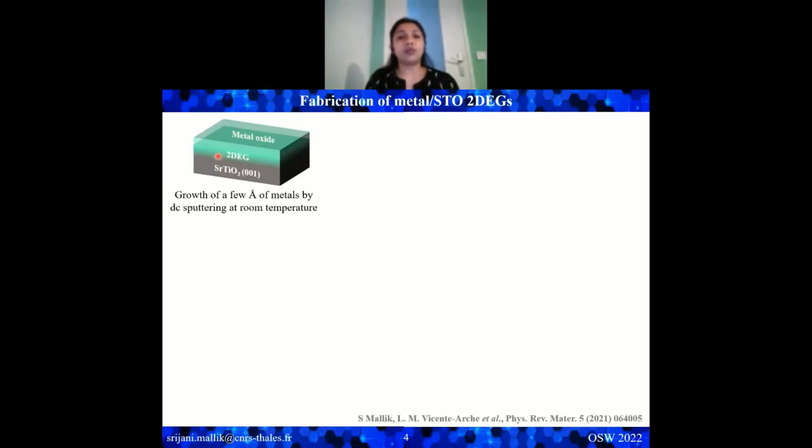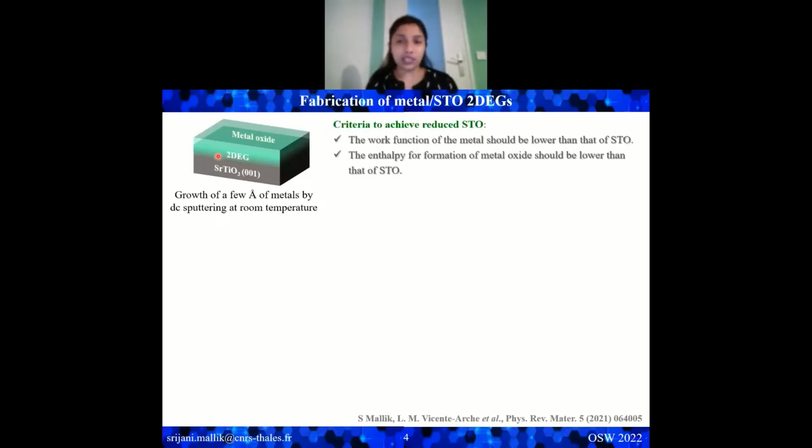We cannot use any metal, to be honest. The criteria to achieve the reduced STO is that the work function of the metal has to be lower than that of STO, and the enthalpy of formation of the metal oxide also has to be lower than that of STO. In this case, we use tantalum, aluminium, yttrium, and gadolinium because all these materials fall under this criteria. Here I have shown how they are related with respect to the enthalpy of formation of the metal oxide.